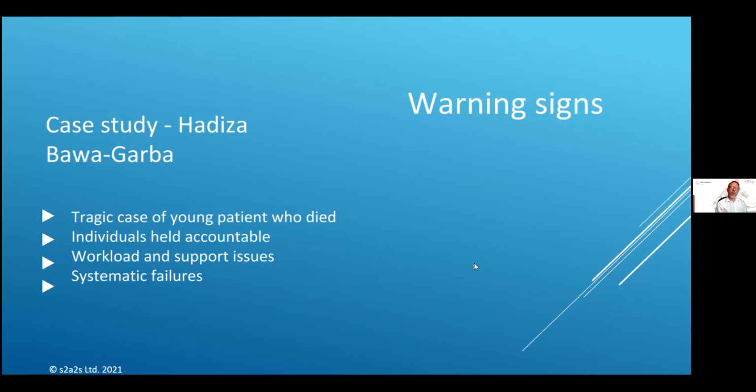But what happened was, rather than look at the process that was in operation at the time and the working conditions in operation at the time, they chose to focus on the individual and to put blame on both Hadiza Bawagaba and one of the nurses on shift at the time. So they took no account of all of these workplace workload issues and chose to focus on the individual. Hadiza Bawagaba in particular was prosecuted for manslaughter, was convicted, and was struck off the medical register, and yet all in the background there was evidence that the whole process itself was failing. So again, the purpose of audit, which we'll come to in a second, should be to highlight those systemic failures and to look at the system rather than the individuals.